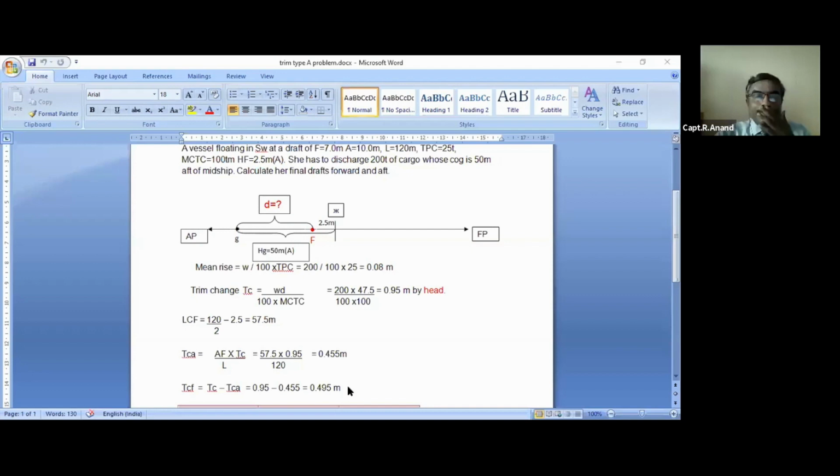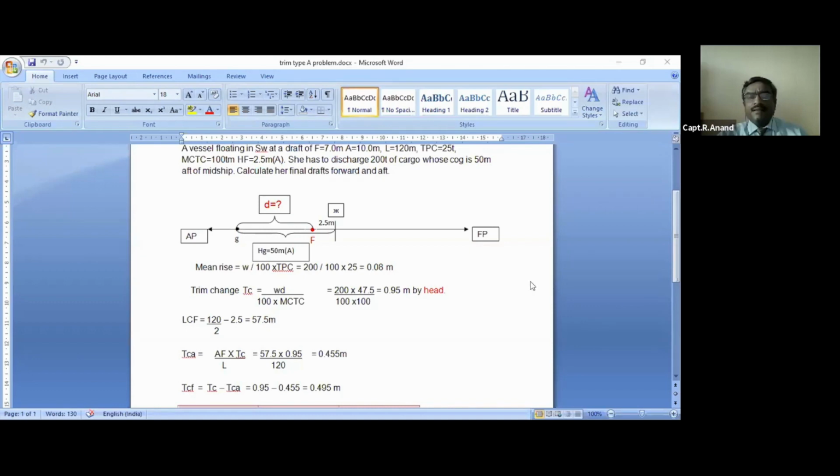Captain Anand, sir, one doubt raised by Mr. Venkatraman. His doubt is if the vessel is at EK and loading at COF means only sinkage and no TC. How about if the vessel is not at even keel?